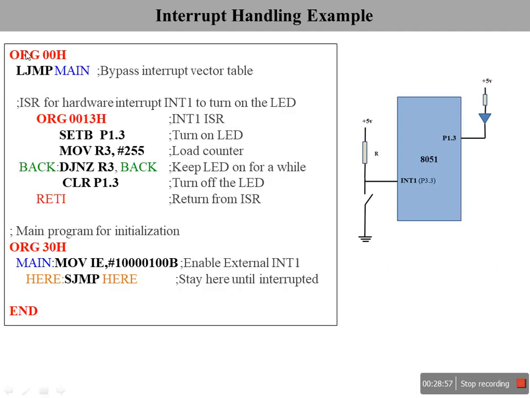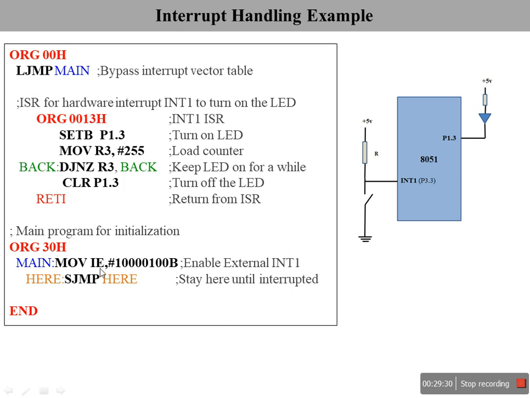ORG 00, long jump to main. It bypasses the interrupt vector table. Since we have configured INT1, the default address for INT1 is 0013. This is our main application. Immediately here you have to write a different piece of code, so that it jumps to this particular routine.